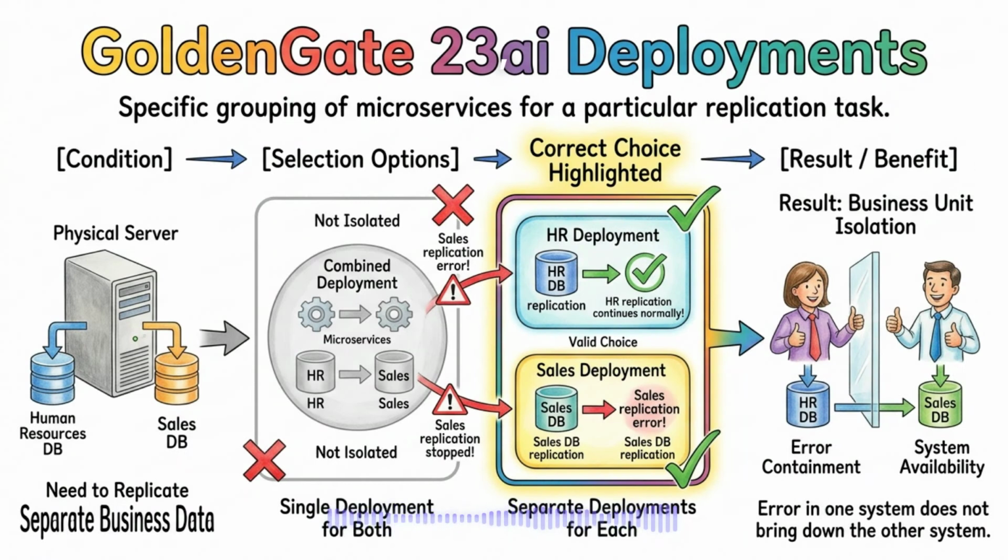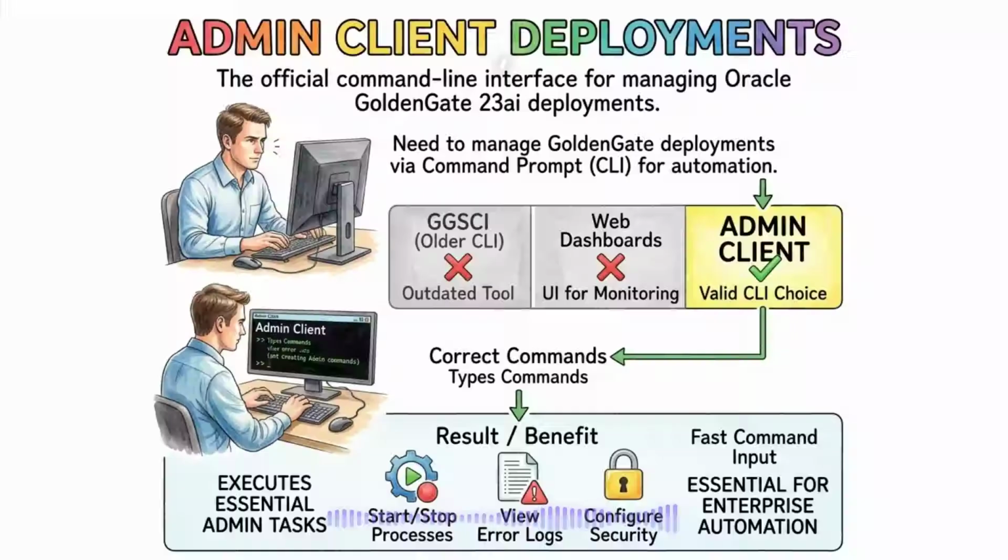Creating and managing deployments is a fundamental administrative task you will perform frequently on the job. To manage your deployments from a command prompt, Oracle provides a powerful tool called the admin client. The admin client completely replaces the older command line interface from previous versions, which was known as GGSCI. You can type commands into the admin client to start processes, view error logs, and configure security, making it a favorite tool for fast typing administrators.